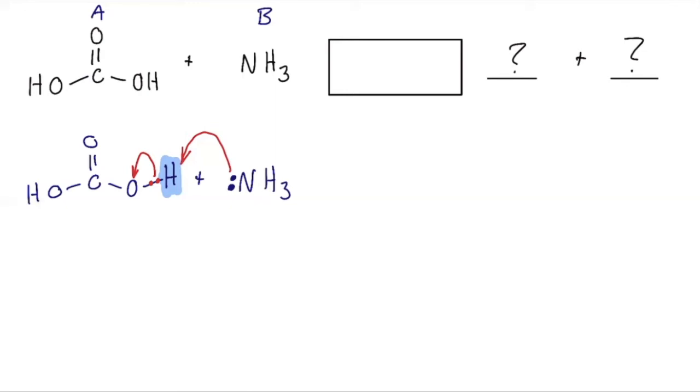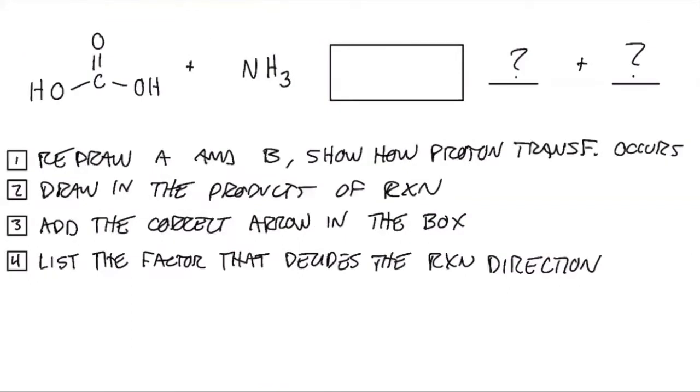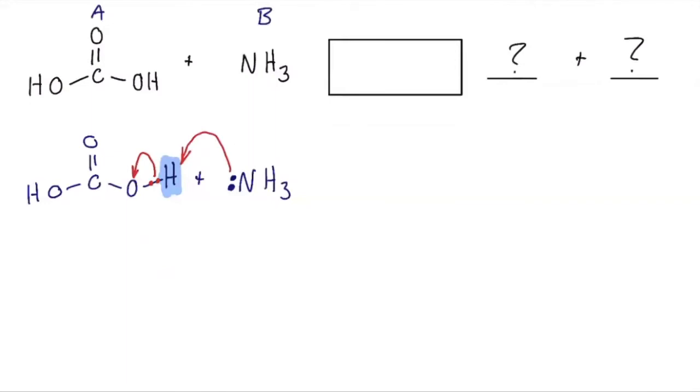Then we want to move on to step 2, draw in the products of the reaction. Here, we just want to provide two structures that fill these blanks in. You don't have to write them over top of those question marks. If you don't want to, you can just draw them down here, which is what I'm going to do. So the key to predicting the products of this type of reaction is to not overthink it. All you're doing is moving one proton.